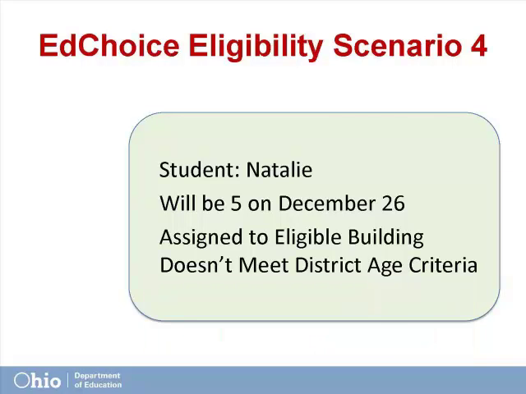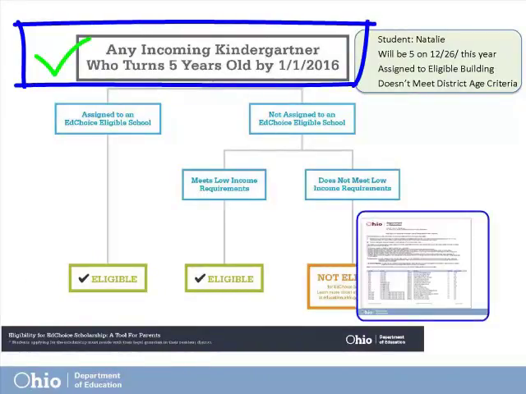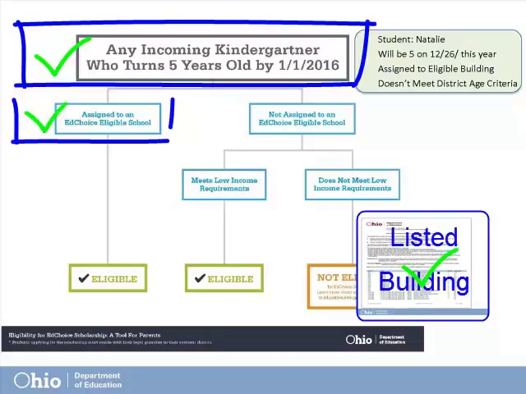Is she eligible? Using the incoming kindergarten flowchart, we may verify that she will be 5 years old by January 1st, 2015 and would be assigned to a listed building. Therefore, she is regular EdChoice eligible.